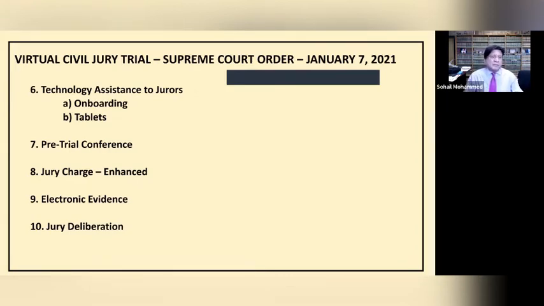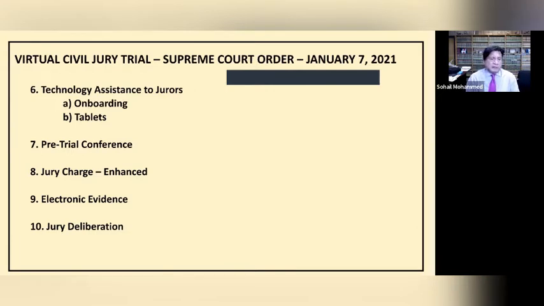There will be a very comprehensive pretrial conference. I will get into this one, pretrial conference, in a bit. The jury charge would be enhanced to address privacy issues, the issue regarding deliberations, and the fact that we are appearing virtually. Electronic evidence: there is a specific directive from Judge Grant, which I'm going to talk about, as to the electronic evidence, submission, and handling of those witnesses.